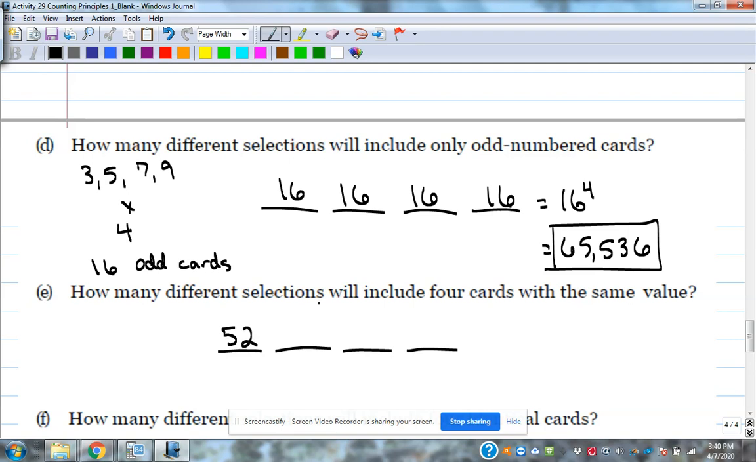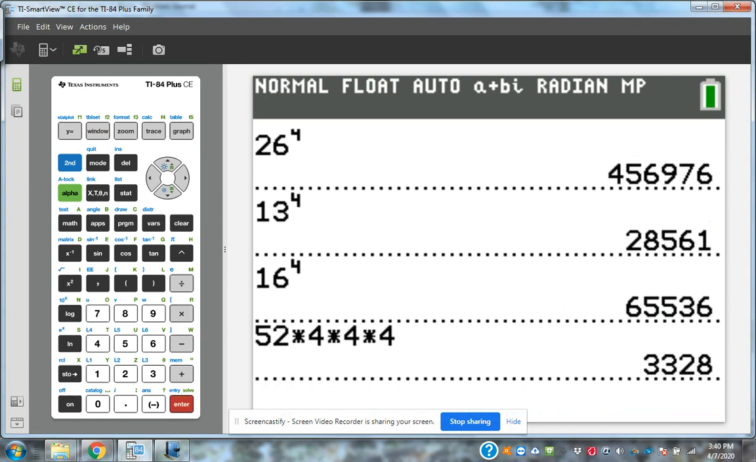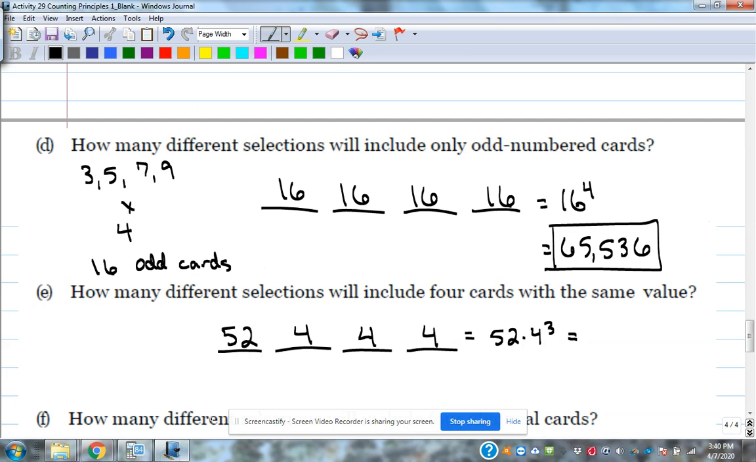And then the next card has to match that value. Well, how many cards match that value? 4 of them do. Because if you draw 3 of hearts on the first card, you put that 3 of hearts back, you shuffle, and you pick again. There's a 3 of hearts, a 3 of diamonds, a 3 of spades, and a 3 of clubs. There's 4 cards that have that same value. So we've got 4 for the second choice, 4 for the third choice, 4 for the fourth choice. So we really have 52 times 4 to the third, or 52 times 4 times 4 times 4, 3,328.